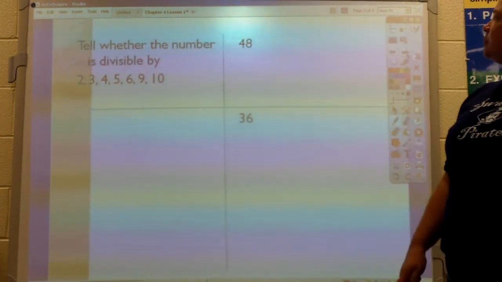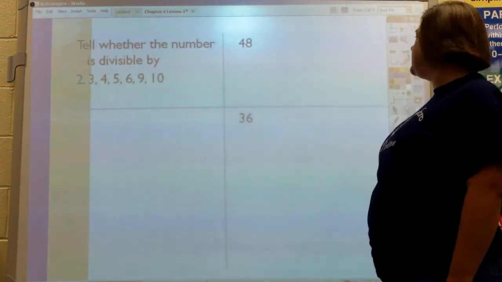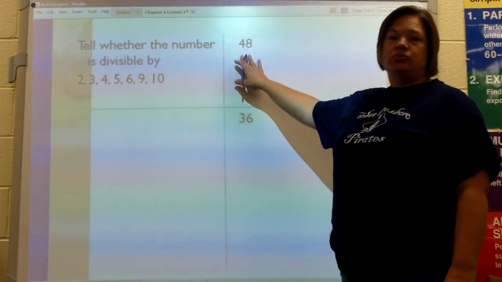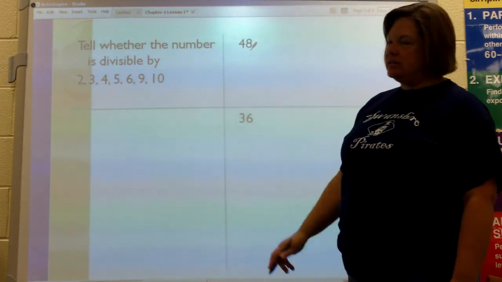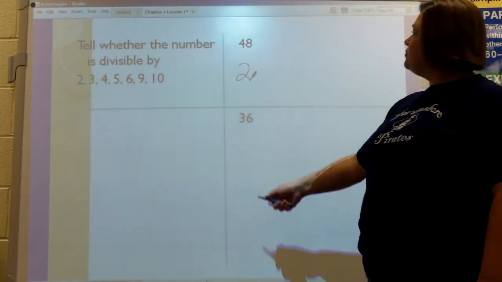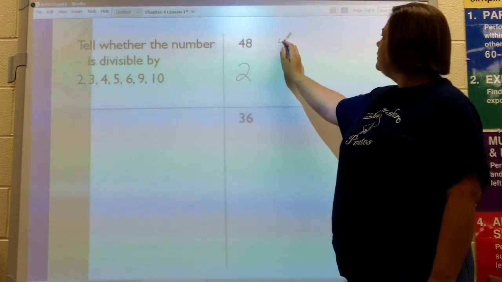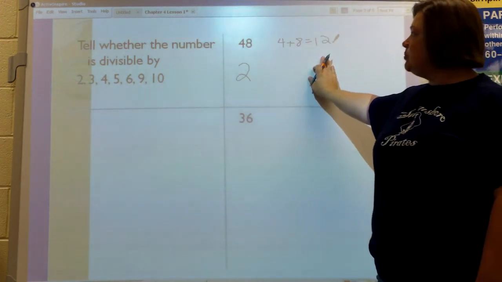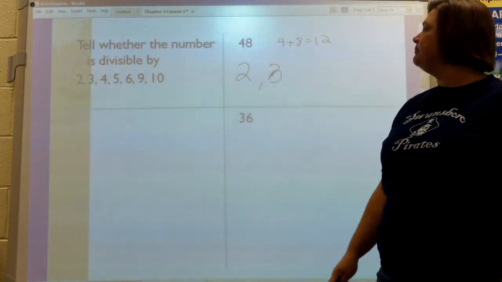Tell whether the number is divisible by 2, 3, 4, 5, 6, 9, and 10. So we have the number 48. For 48, I'm going to look at 2. 2's rule is if the last digit, which would be the 8, is even, then yes, it's divisible by 2. 3: the rule for 3 is if you add the two digits, 4 plus 8 is 12. If 12 is divisible by 3, then 48 is divisible by 3. So yes.